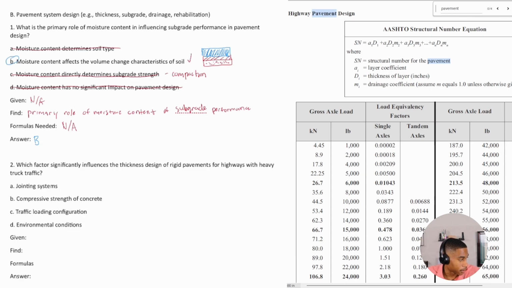Also, things to think about: excessive moisture can weaken the subgrade, causing instability and settlement issues. And then proper drainage measures are necessary to maintain moisture levels and prevent detrimental effects on your pavement performance. So just some extra things to keep in mind if you're given some conceptual questions on this exam when it comes to pavement systems design.